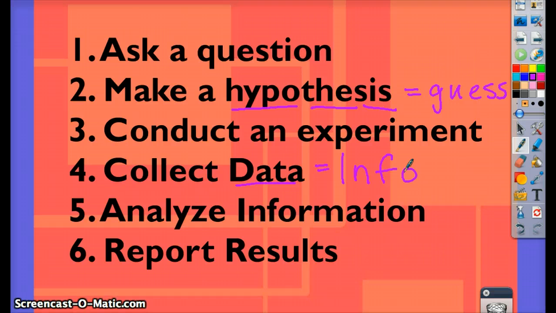Analyze information. This is something that you do in your brain. That's when you look at this info that you wrote down and you are going to think about it. The last thing you're going to do is report your results. Now that could either be reporting to the teacher, or that could be that you are going to report your results just in your journal. Scientists like to report their results to each other so that they can build on their information.